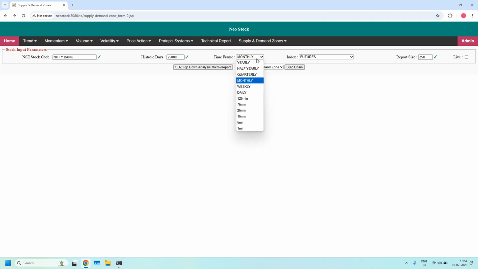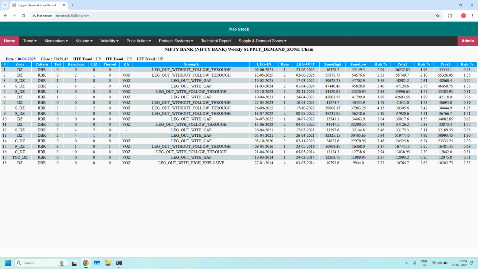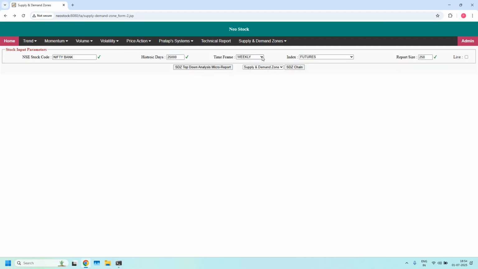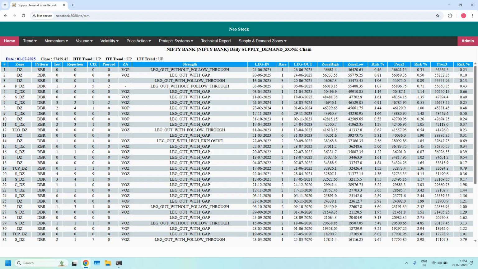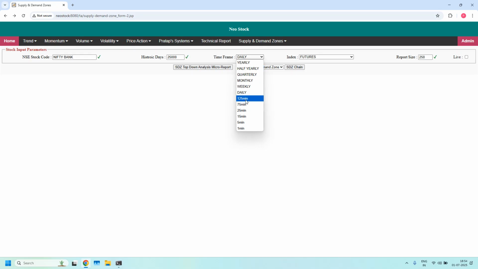Next, generating weekly supply demand zone chain for BANKNIFTY. Next, generating daily supply demand zone chain for BANKNIFTY. Next, generating 125 minutes supply demand zone chain for BANKNIFTY.